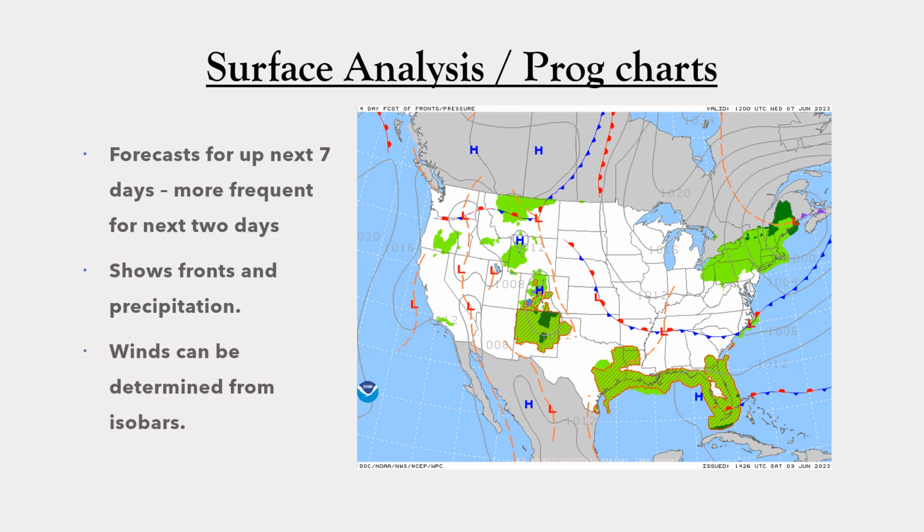They also show highs and lows, and these lines that are areas of constant pressure, called isobars. The wind will generally be parallel to the isobars, going clockwise around high pressure zones and counterclockwise around low pressure zones. So you can get a feel for wind direction from that information.